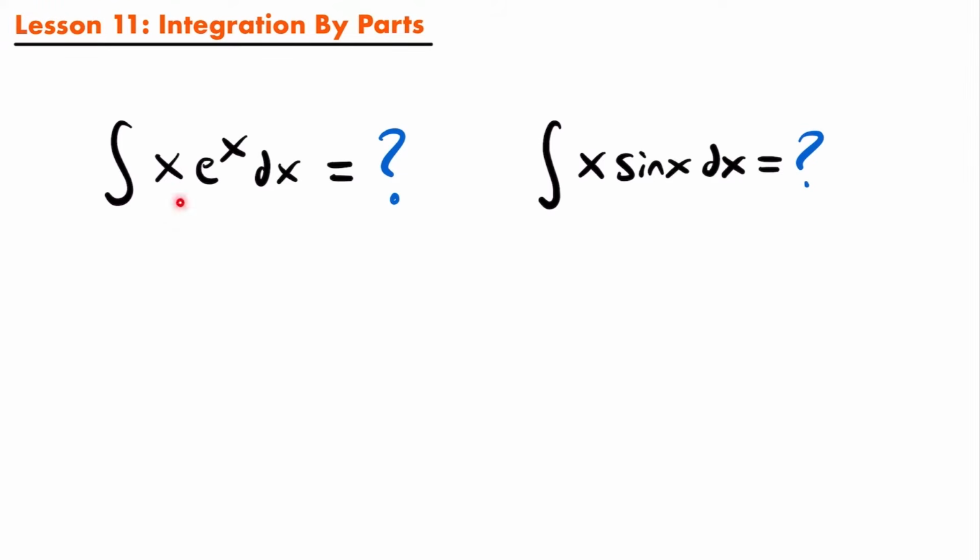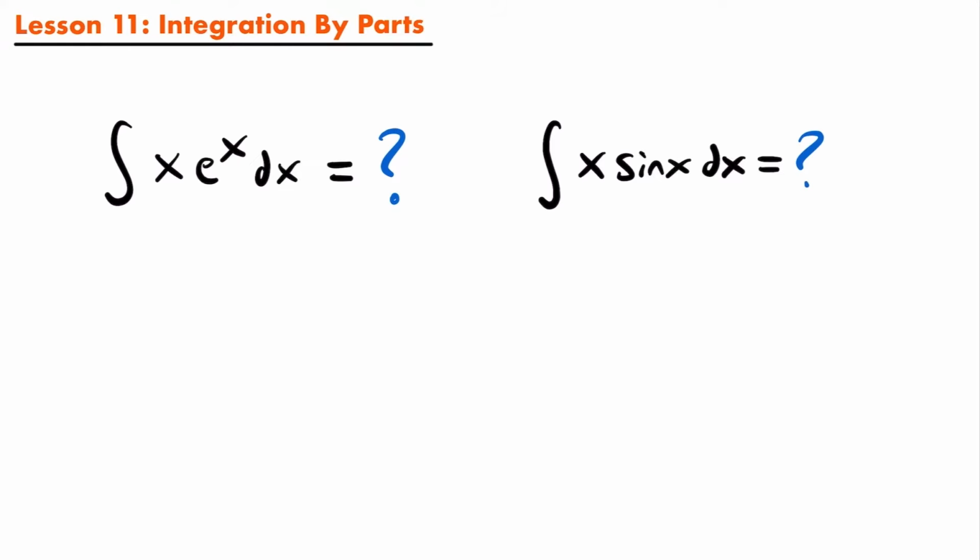And you'll notice that in each of these integrals, we have a product of two functions, right? We have x times e to the power of x and x times sine x. Previously, up until this point, if we had a product of two functions within our integral, we were able to solve them using u substitution. However, in this case, that's not going to work.